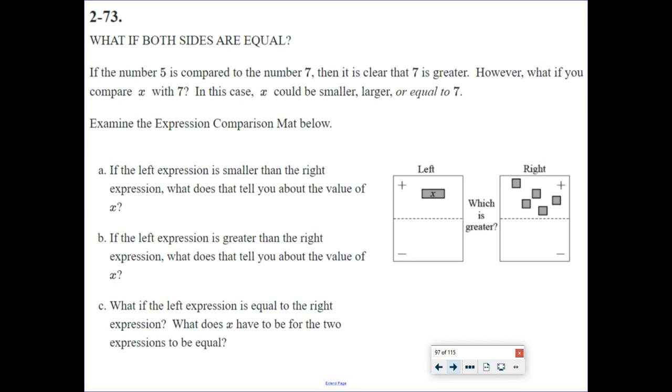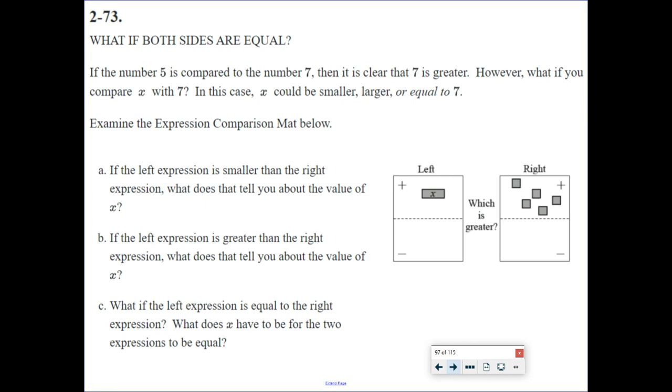Problem 273, please write down 273, okay? What if both sides are equal? If the number 5 is compared to number 7, then it is clear that 7 is greater, right? Makes sense. However, what if you compare x with 7? In this case, x could be smaller, larger, or even equal to 7.